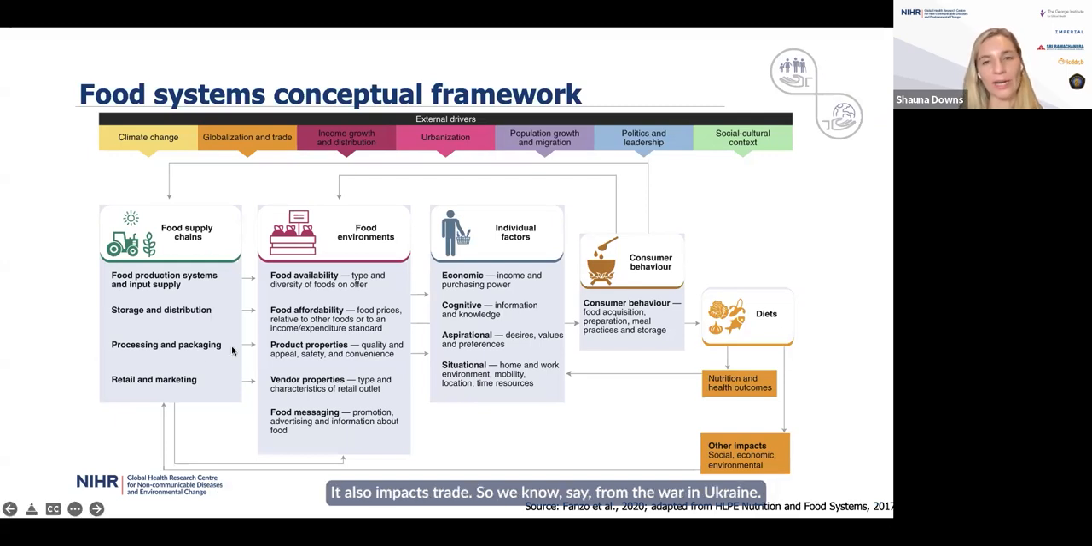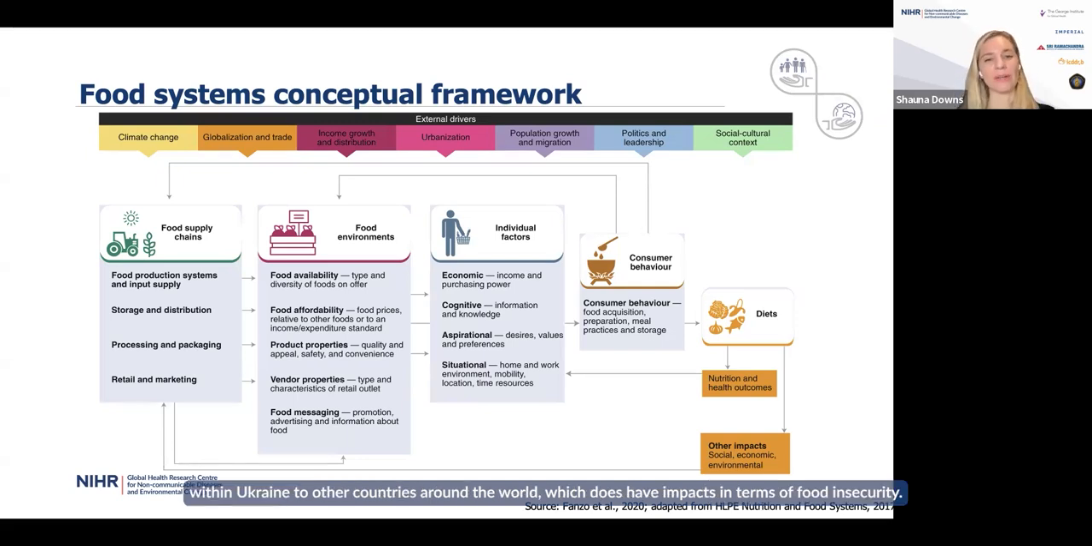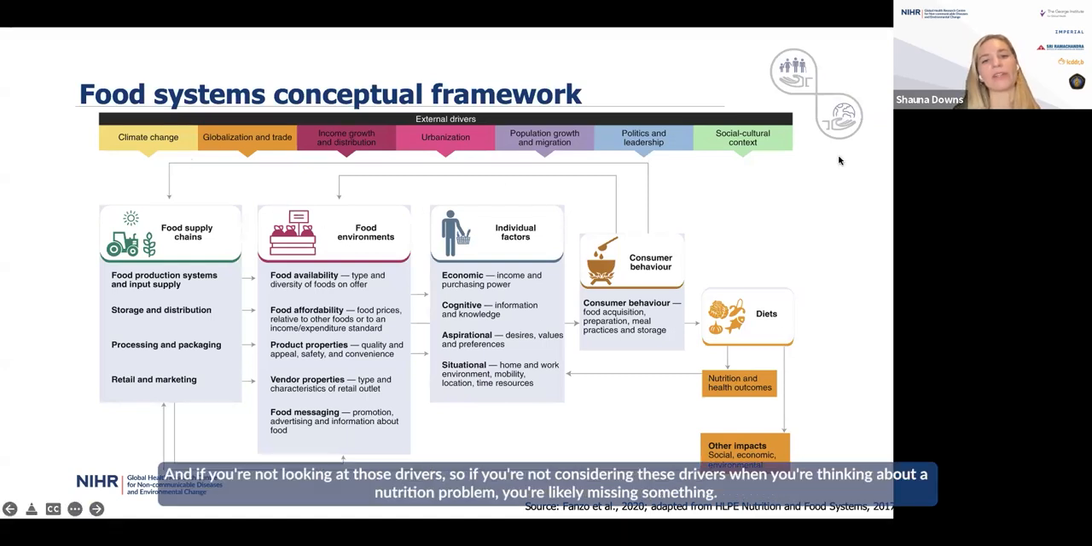It also impacts trade. We know, say, from the war in Ukraine, that the conflict there has led to some disruptions in being able to distribute the wheat that is produced within Ukraine to other countries around the world, which does have impacts in terms of food insecurity. So there's a variety of ways in which conflict can impact the food system. And if you're not considering these drivers when you're thinking about a nutrition problem, you're likely missing something.